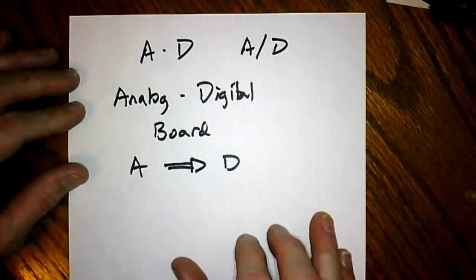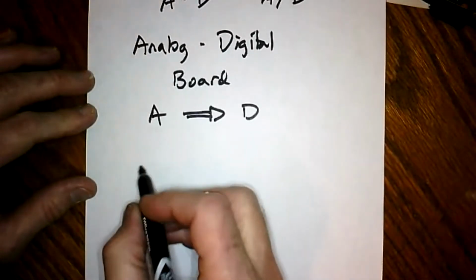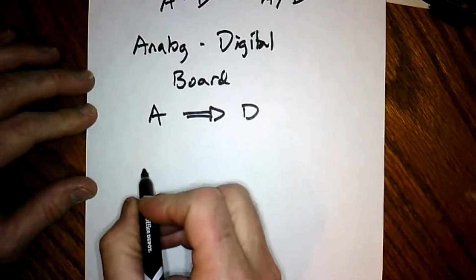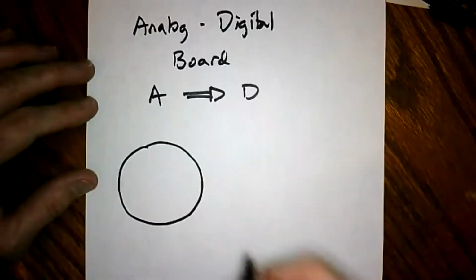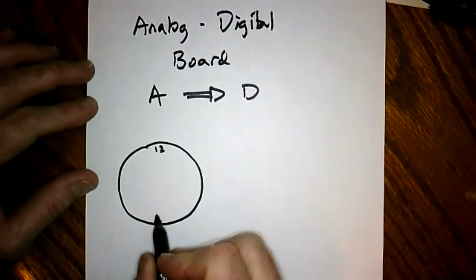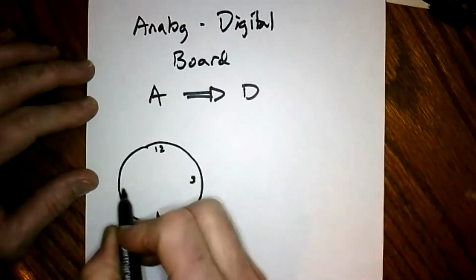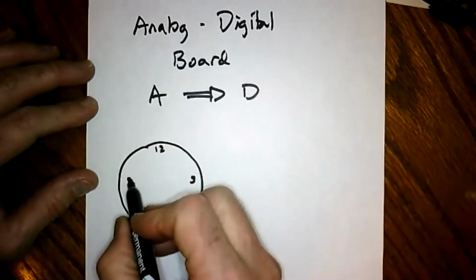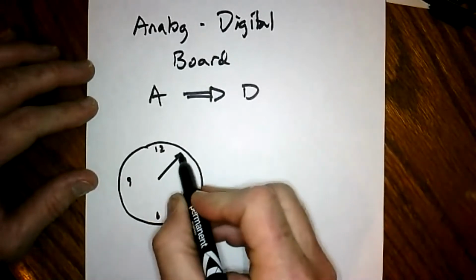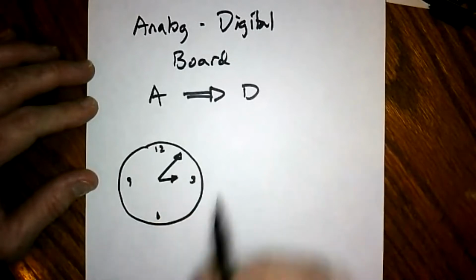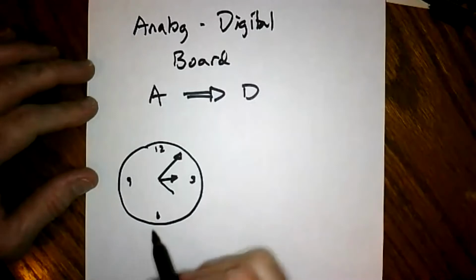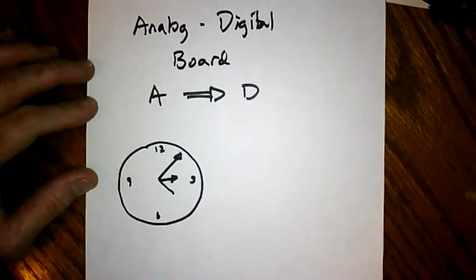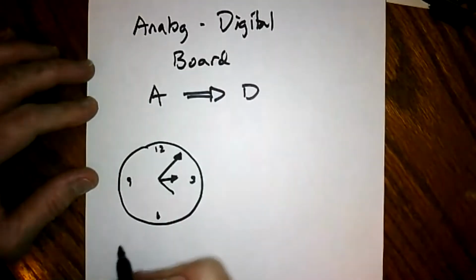All right, so what's an analog signal? Well, an analog signal is any continuous time function. So if I can draw a clock, 12, 6, 3, and 9, did I do that right? Yeah, okay. And if we use an analog clock, it looks something like this. And maybe we even have a second hand going along here. That's a continuous time function.